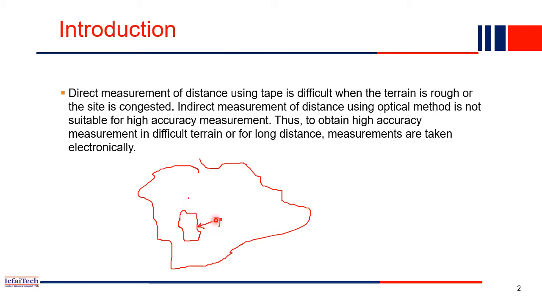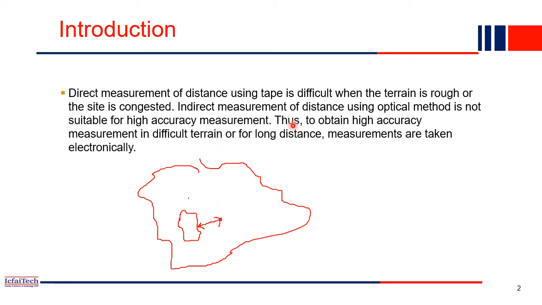Using those electronic instruments, the accuracy of our measurement will be good, and we will get better results. Direct measurement of distance using a tape is difficult when the terrain is rough or the site is congested. If you have many trees, it is very difficult to first set the straight line, which we call ranging, and then take the measurement.